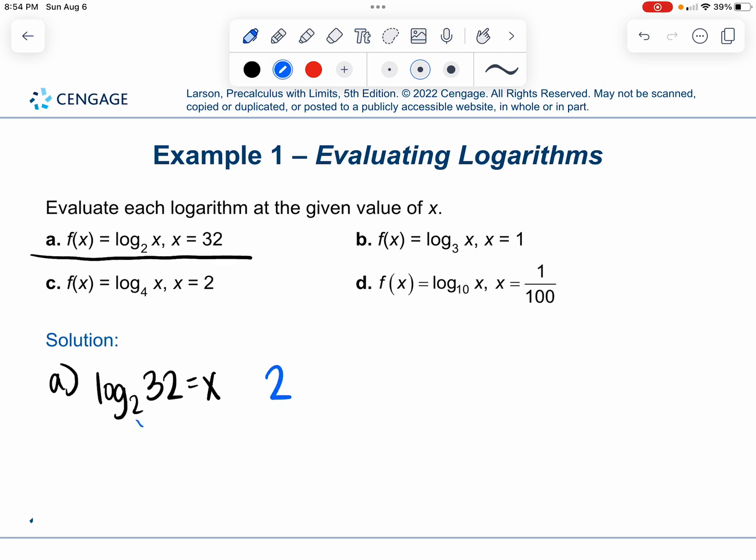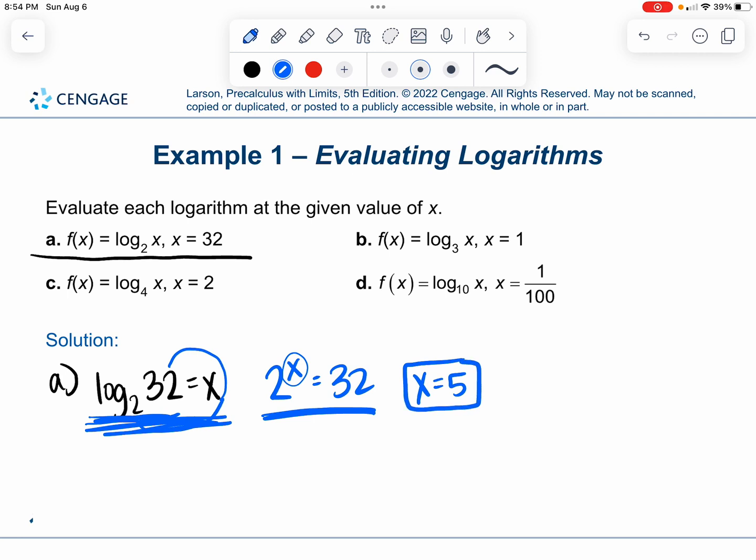I start with 2 to the x equals 32. Basically, when I'm trying to figure out what this equals, I can ask myself, 2 to the what equals 32? And if I can figure out that exponent, then I know the answer to this log expression. So 2 to the what is 32? Well, 2 to the 2 is 4, 2 to the 3 is 8, 2 to the 4 would be 16. So 2 to the 5 is 32. You can guess and check on your calculator if you want, but that's how we would get the answer to that expression.